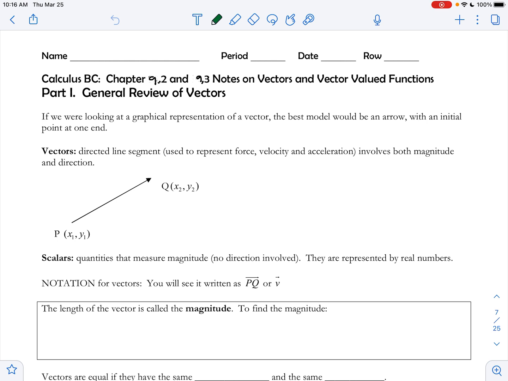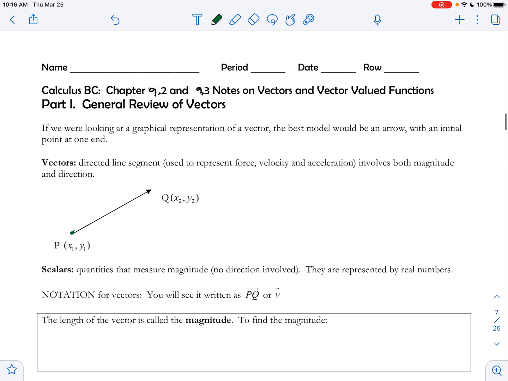And it involves two main things, magnitude and direction. So let's first start off by taking a look at if we had two coordinate points and connected and labeled them, we would say that the first point that you see there, x1, y1, P, is what we call the initial point of our vector. So this is the initial point, and it's pointing towards Q with the arrow tip at Q. That is called our terminal point.